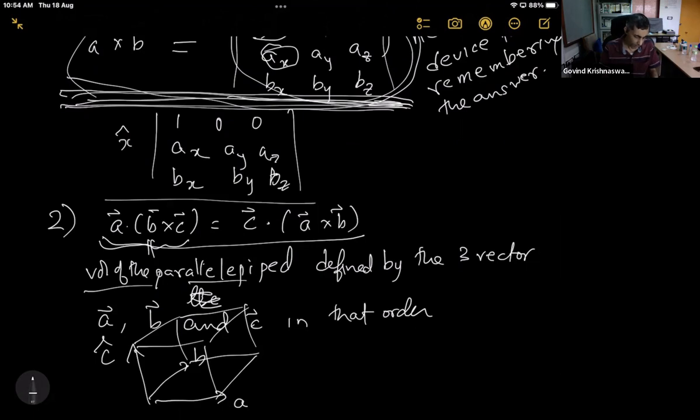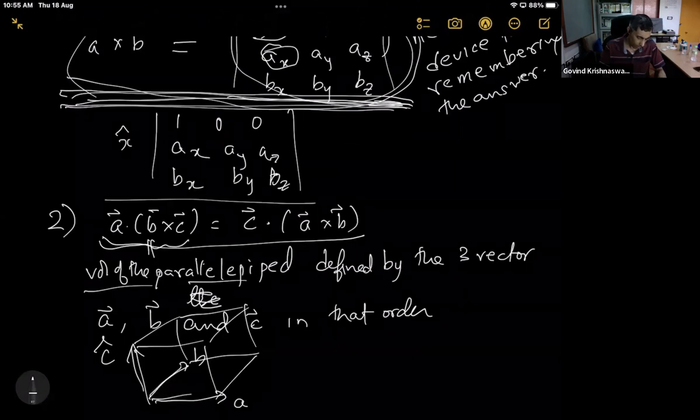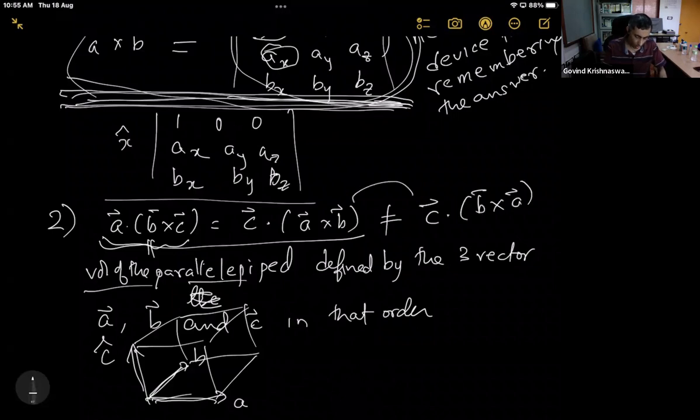Then it is stating that this volume can be obtained in two equivalent ways: either you consider it as defined by A, B, and C, or as defined by C, A, and B. And it is saying that those two volumes are the same. Regarding this business about orientation, that does play a role. For instance, this is not equal to C dot B cross A. In fact, these two are negatives of each other.